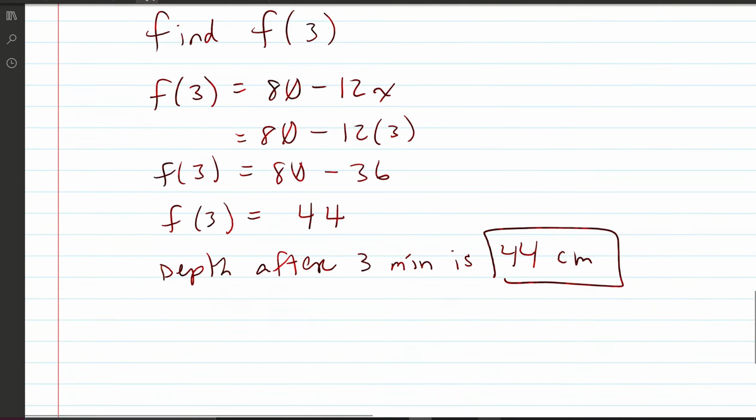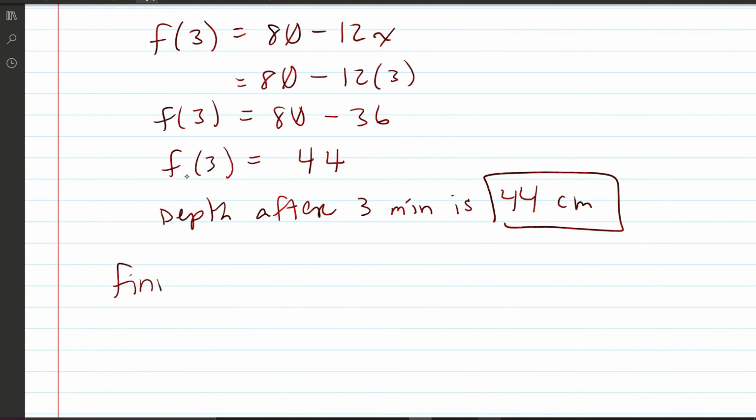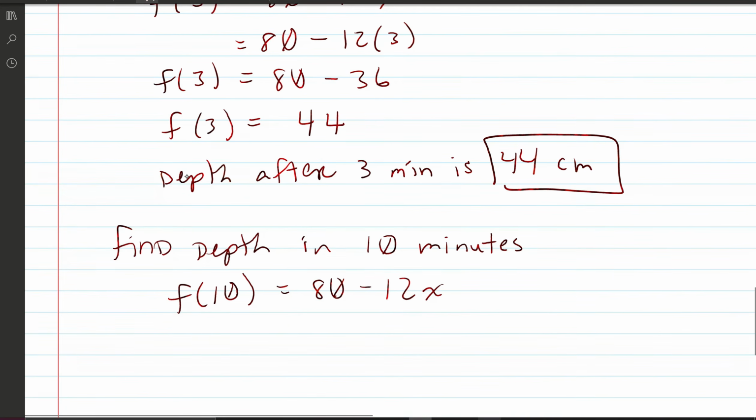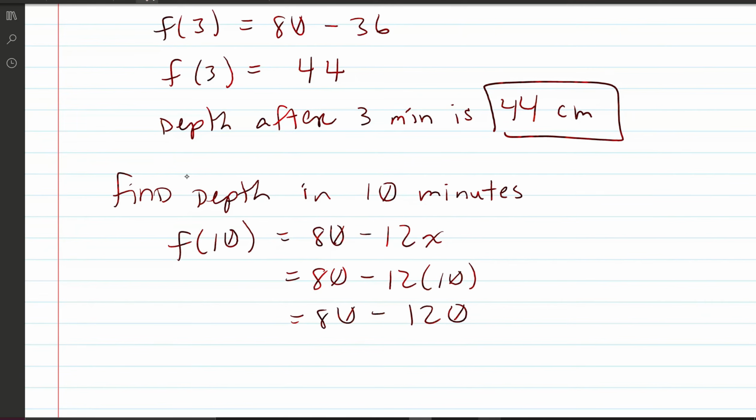All right. And then lastly, let's do one more. This one says find the depth in, let's say, 10 minutes. The depth of the water in 10 minutes. So we're finding f of 10. All right. So everywhere we see the x, we're going to plug in that 10. So we have 80 minus 12 times 10. And 12 times 10 gives us 120. So now it looks like we're going to get negative 40.